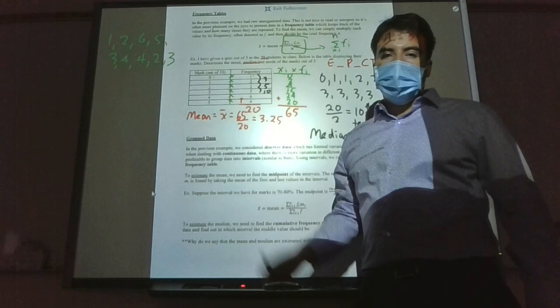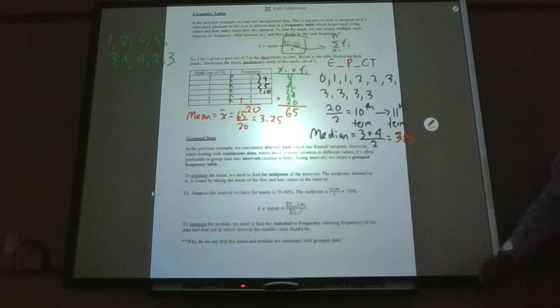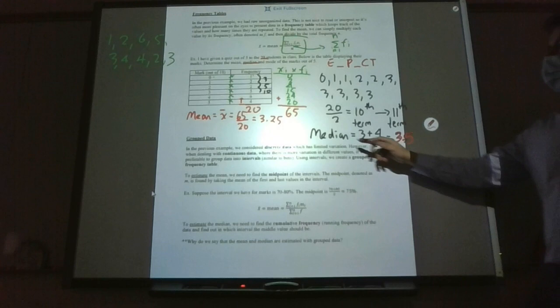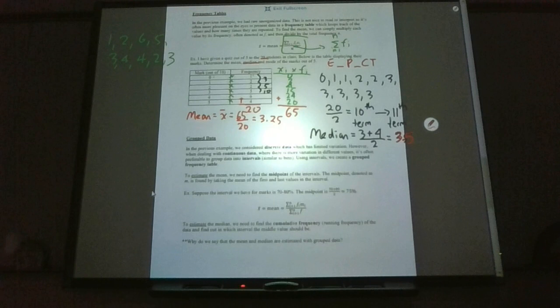So again, to find the median, just to be clear on this, what you're doing is you're using the formula to make it a little bit faster, right? So you're simply taking 20 divided by 2, which gives you 10. So you're looking for the 10th term, and the next term, which is the 11th term. And then what we do is we count the frequencies until we get to the 10th term and the 11th term. So hopefully that makes sense, how we find the mean and the median.